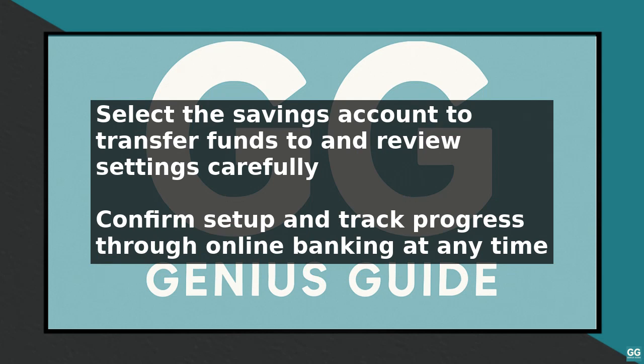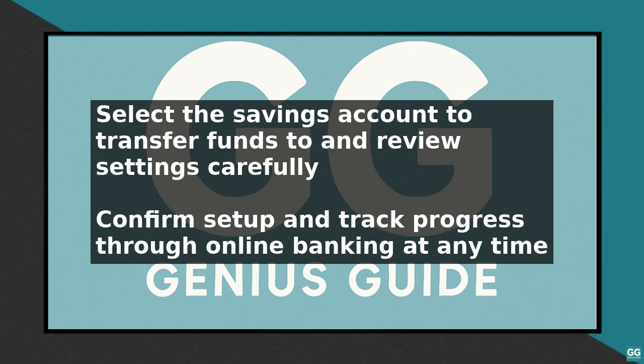Now, select the savings account where you want the funds to be transferred to. This can be an existing BMO savings account or a new one that you can open during the setup process. Review your Smart Saver settings to ensure everything is correct and confirm the setup. Your BMO Smart Saver is now set up and ready to start transferring funds to your savings account.